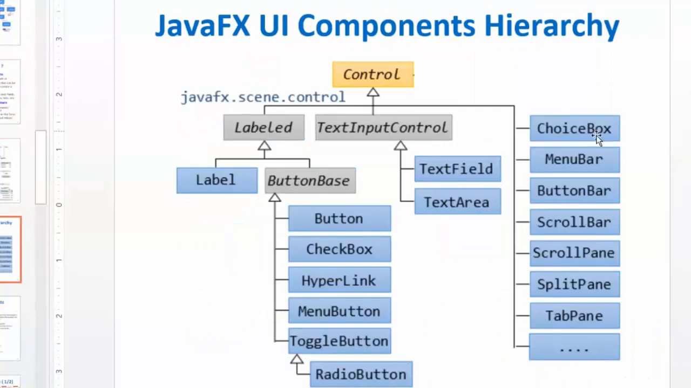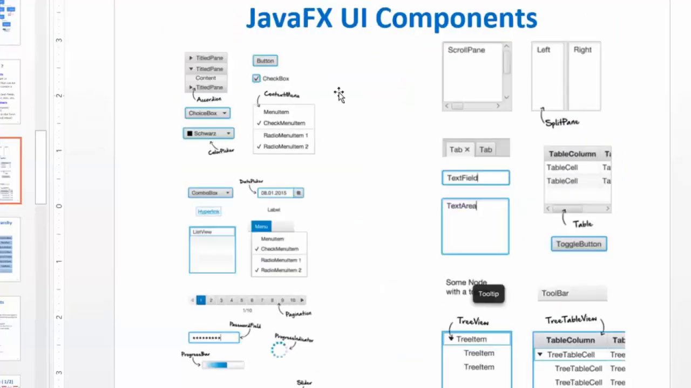We still have choice box, menu bar, button bar, scroll bar, so many. Maybe you don't know their names, but you have seen them, even in your phones, when you use some applications. You don't know them now. You know the basics like label, text box, button, password field. We will see them one by one.